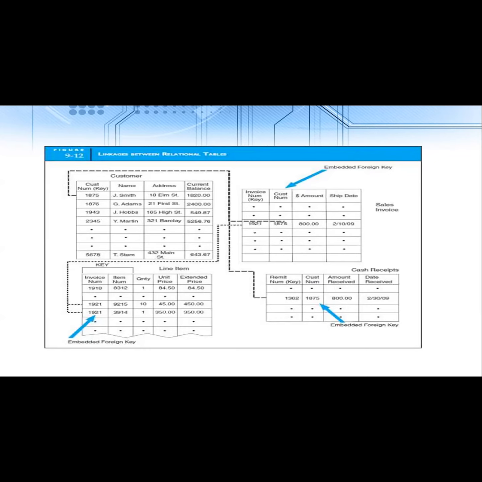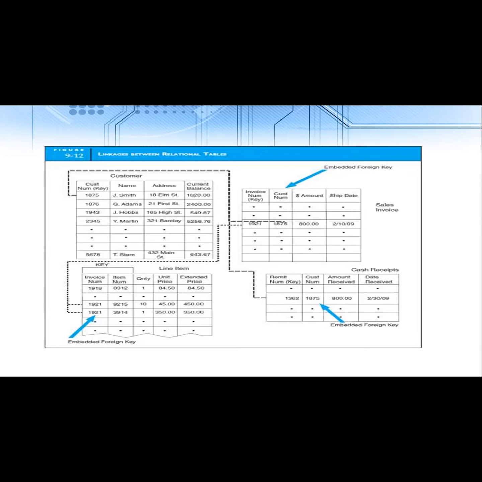Similarly, the primary key in the sales invoice table, or invoice number, is an embedded foreign key in the line item table. Note that the line item table uses a composite primary key composed of invoice number and item number. Both fields are needed to identify each occurrence in the table uniquely, but only the invoice number portion of the key provides the logical link to the sales invoice table.